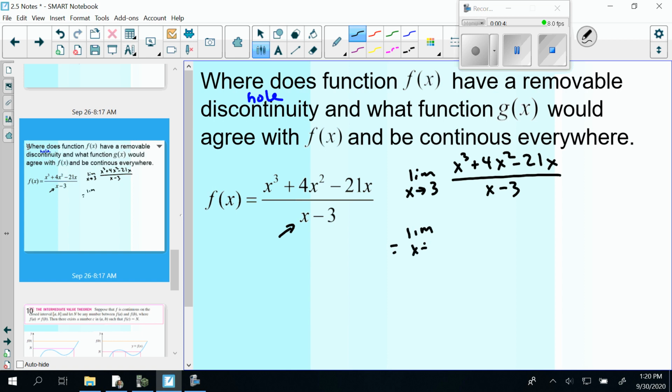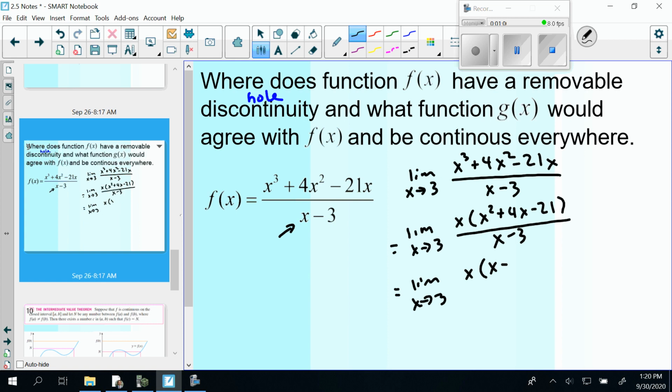So let's factor out first the greatest common factor of x. And then let's continue factoring the rest of that into 2 terms here. It looks like it would be x plus 7 and x minus 3. Now we can get those to cancel out, and we can see what the rest of this would be.